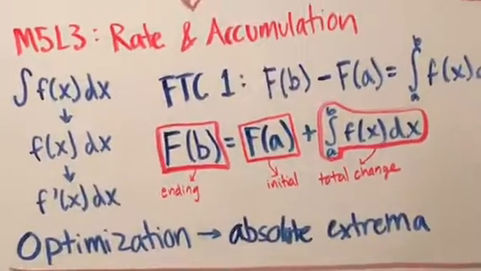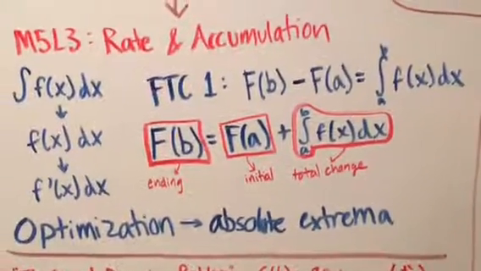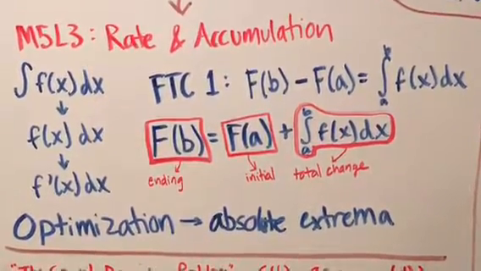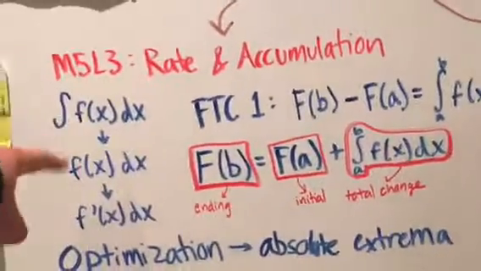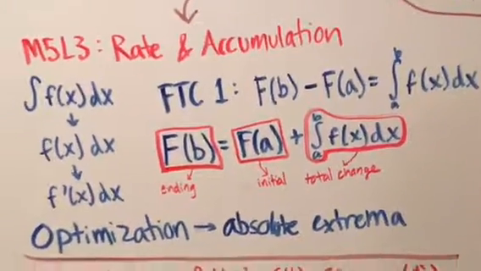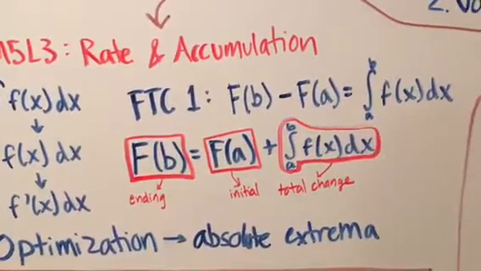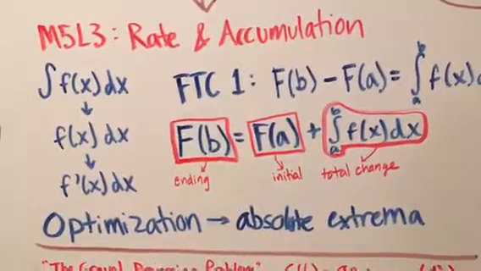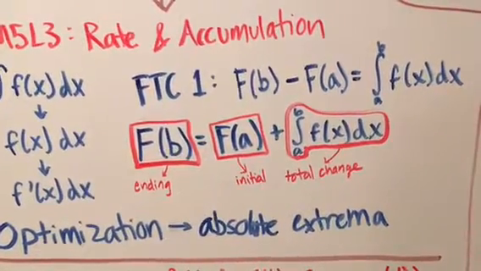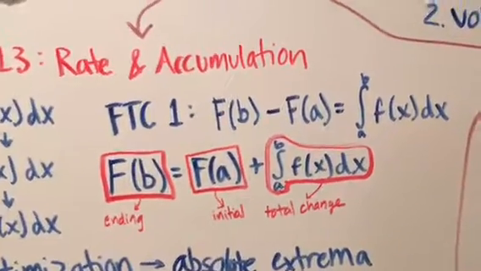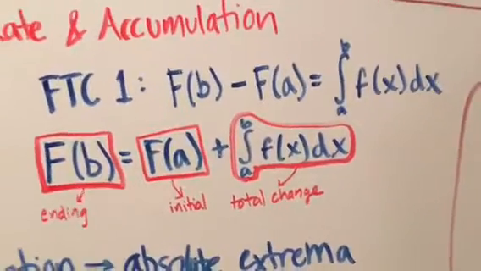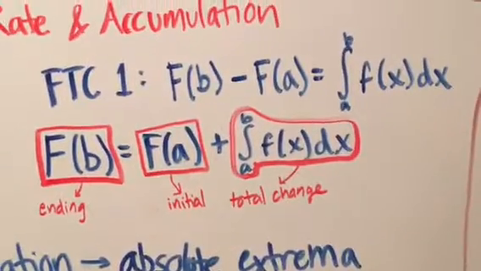So some important things to know about solving these type of problems are, first of all, just to keep in mind the sequence of antiderivative to the function to the derivative, which helps when you're thinking about rate and change in quantity over time. Another important thing to know is the definition of optimization, which is finding the absolute extrema of a function. And then finally, the fundamental theorem of calculus part 1 is very important here.